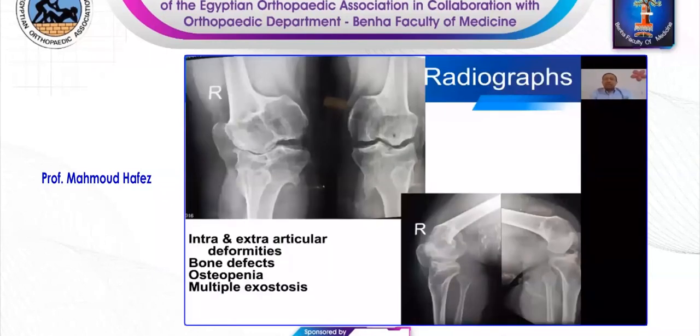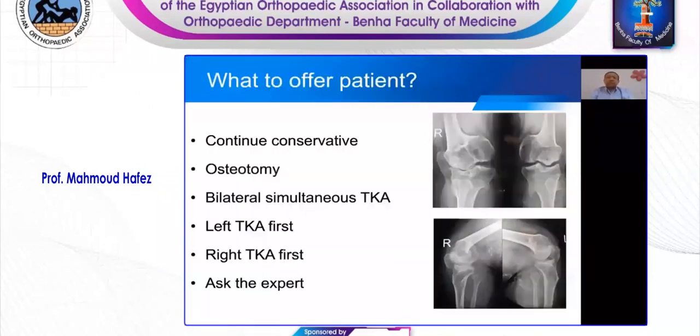This is her radiographs. It looks scary on the right side with severe valgus and huge deformities bilaterally, as you can see. And the deformities are not just intra-articular, they are intra- and extra-articular. You have bone defects, osteopenia, multiple exostoses, and you can see this obviously on the AP and lateral views. What to offer this patient?